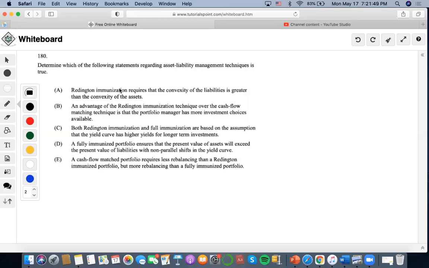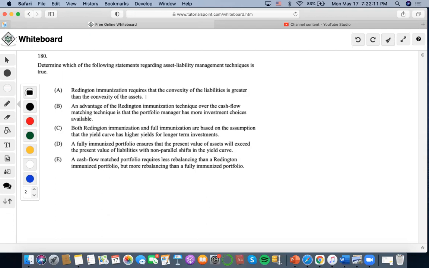Okay, so most of the time these questions would just involve some sort of process of elimination, but they will provide some answers that we can easily get rid of. So determine which of the following statements regarding these techniques is true. Well, first one says Redington immunization requires that convexity of liabilities is greater than the convexity of assets.